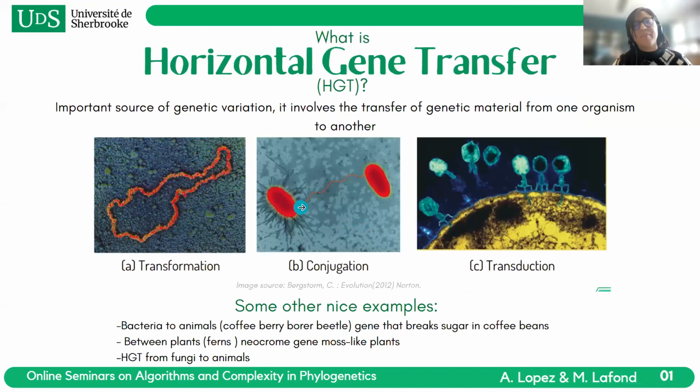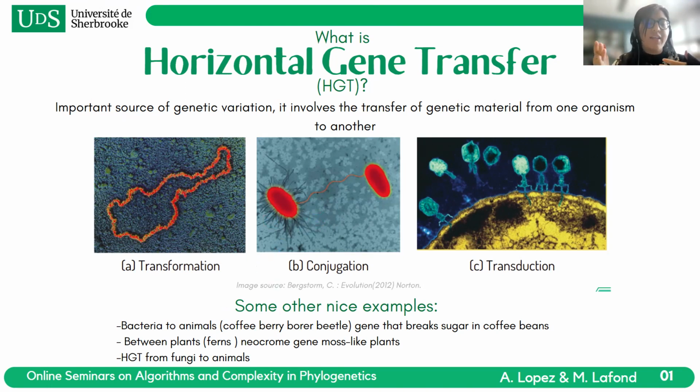So first, what is horizontal gene transfer? Horizontal gene transfer is an evolutionary phenomenon, which is an important source of genetic variation, and it involves the transfer of genetic material from one organism to another. It is a really special phenomenon because it bypasses the more common parent-to-offspring transmission, and it is commonly seen in bacteria. But throughout the animal kingdom, there are some other nice examples.